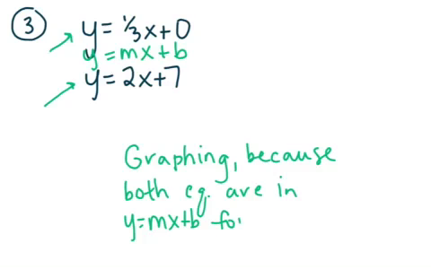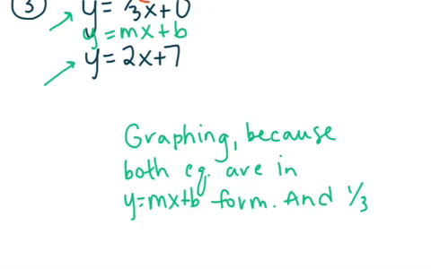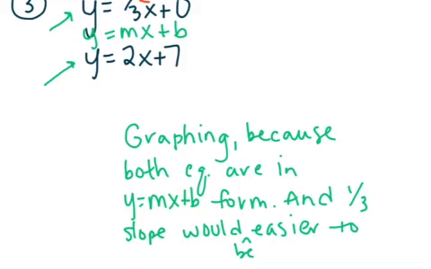I would also say for this one that the slope of the first one is a fraction, and it's going to be a lot easier to graph 1/3 than it is going to be to solve an equation with 1/3 in it. So I'm going to add that down here. And the 1/3 slope would be easier to graph than to solve. Oops, I forgot the b, would be easier to graph than to solve.